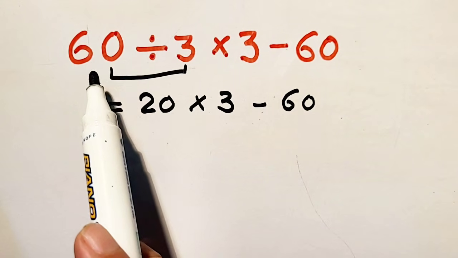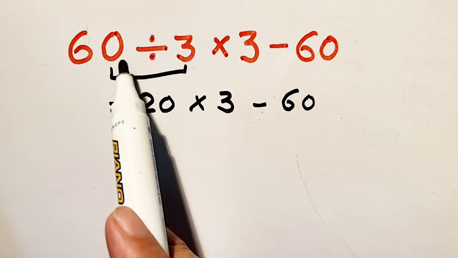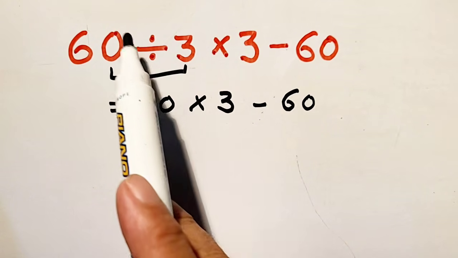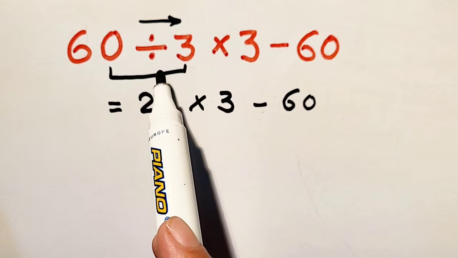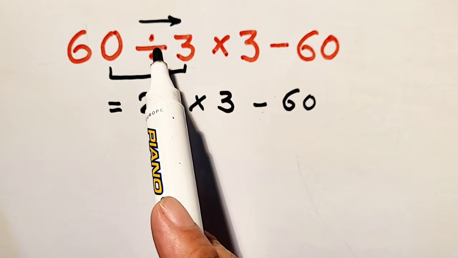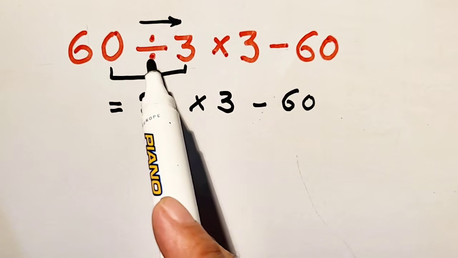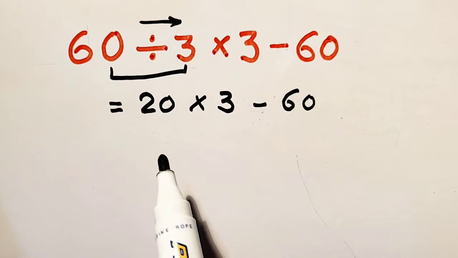According to the PEMDAS rule, first of all, if in a question division and multiplication both are present, then we have to move from left to right. Meaning we have to perform the operation which is at left. So we will perform division because it is at left.